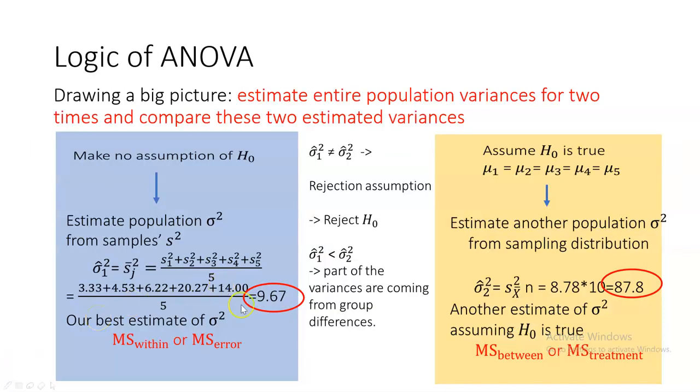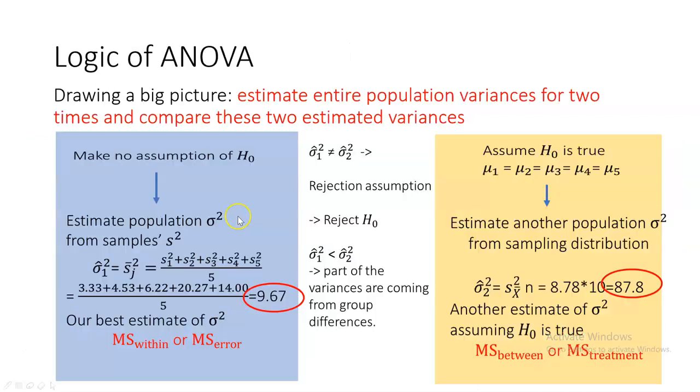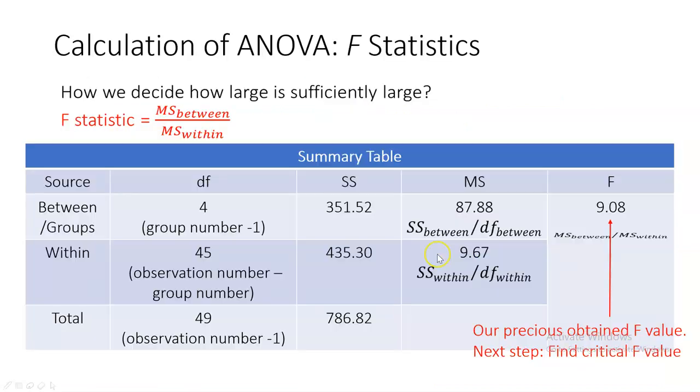But before I talk about how to read the F table, I want to make the connection between the calculation and the logic part of this F test, between the blue and yellow boxes. I'm going to ask you to pay attention to these two values, the MS between and MS within. You will find this MS within magically agrees with the estimate we obtained in this blue box when we make no assumption about the null hypothesis.